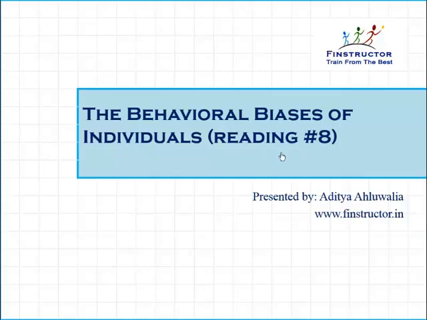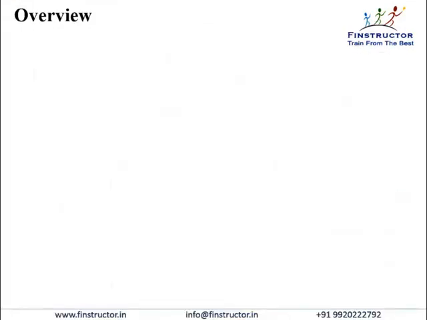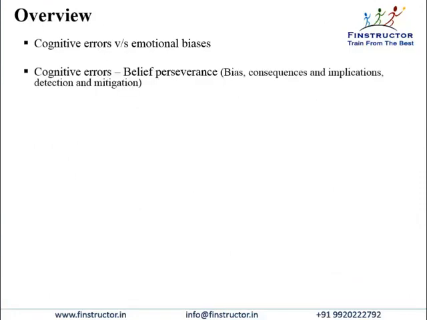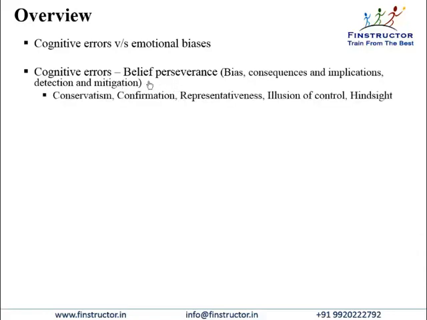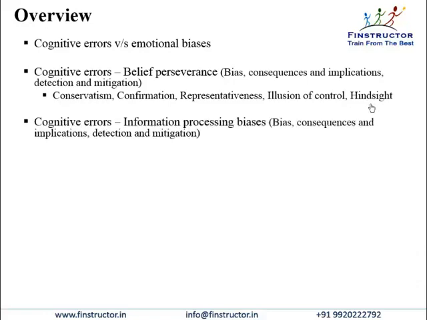So we'll start with a very important reading, number 8 of the CFA Level 3 curriculum, that deals with the behavioral biases of individuals. We'll start by understanding cognitive errors vis-a-vis emotional biases. Understand the two categories of cognitive errors in detail, namely belief perseverance, which deals with conservatism, confirmation, representativeness, illusion of control, and the hindsight bias.